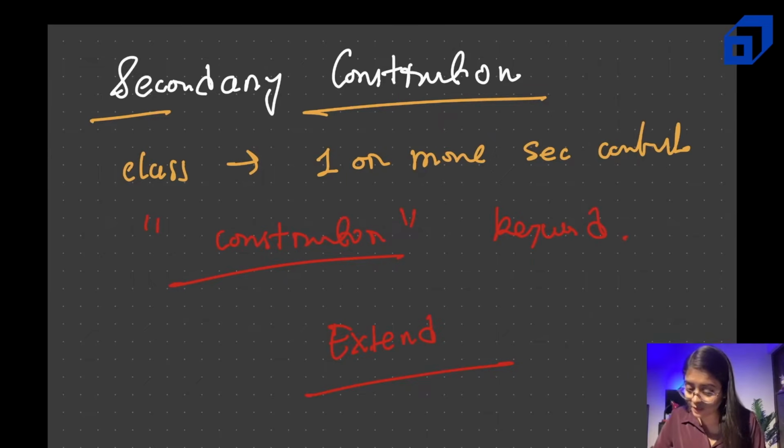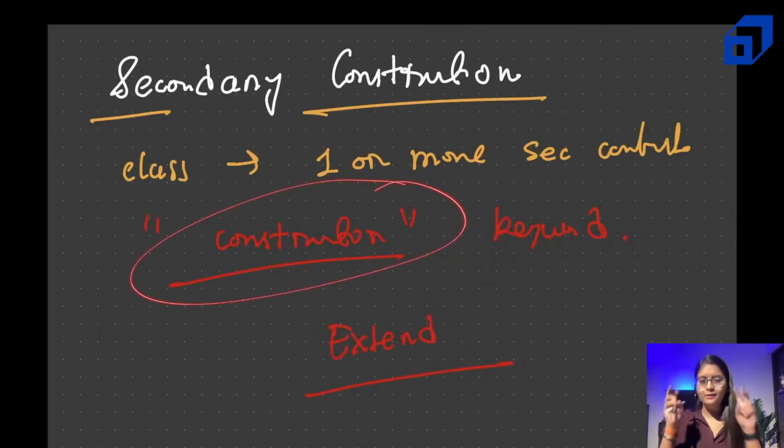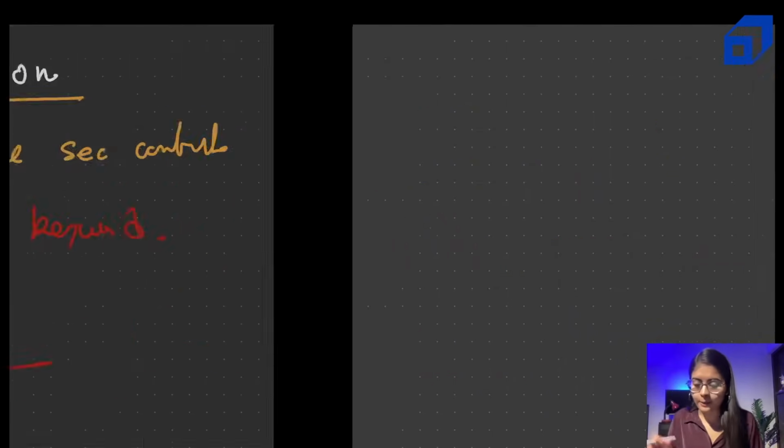Things become clear when we give examples. One thing for sure is that secondary constructors are not part of the class header as the primary constructor is. For the secondary constructor we use the keyword constructor, but you would be thinking, what is the syntax and how do we write it? So let me show you.